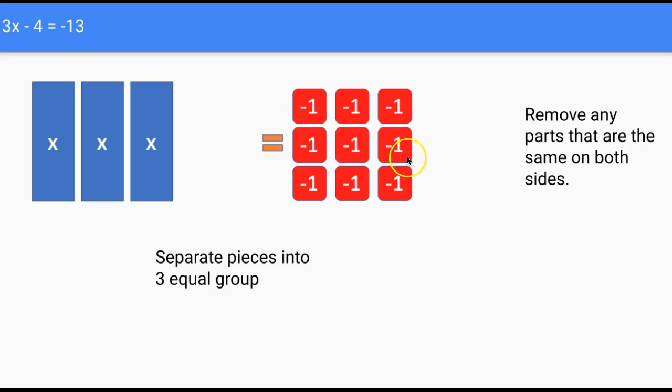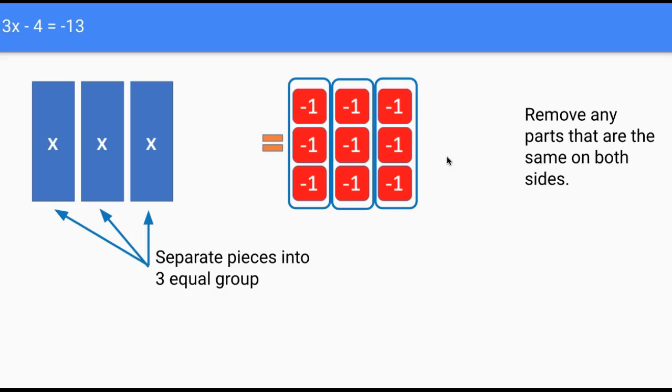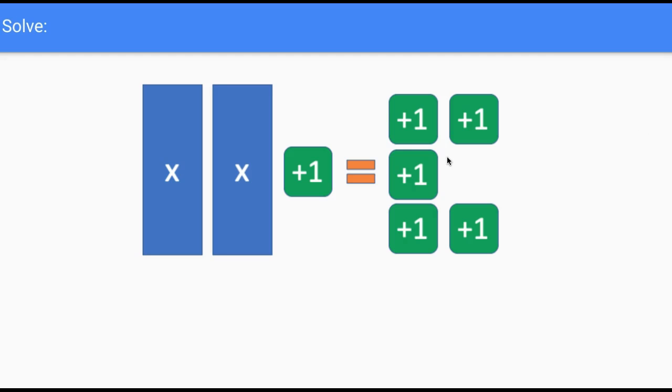Meaning you're going to break this 9 into 3 separate groups, and you're basically breaking it into 3 sets of 3, and our solution is -3. I want you guys to take a second and try to solve this problem.